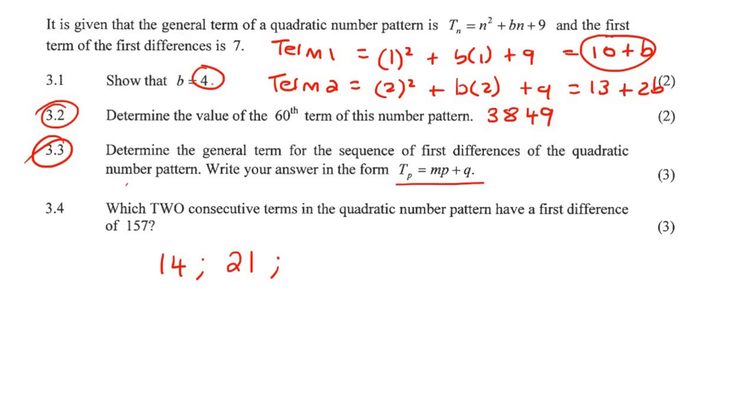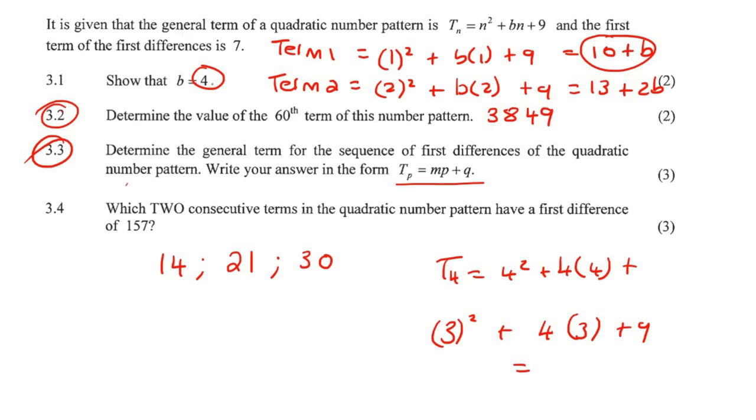Okay, and then term 3, let's just quickly find term 3. I'm just using this formula. So 3 squared plus 4, because b is 4, remember, plus 9. So that would be 3 squared plus 4 times 3 plus 9. So that would be 30. Okay, let's do one more. Term 4 would be 4 squared plus 4 times 4, because b is 4. That's why I'm filling that in there, plus 9. And that'll give us 41. Okay, so these are the first four terms of this pattern.